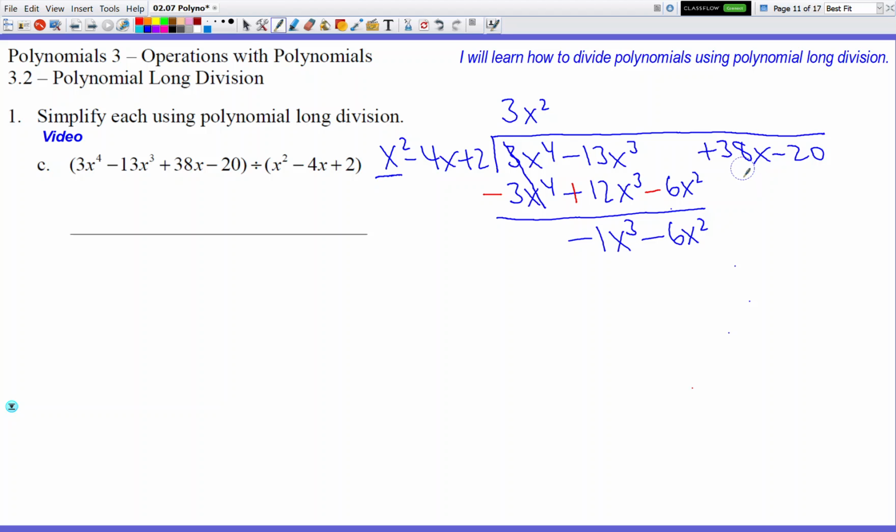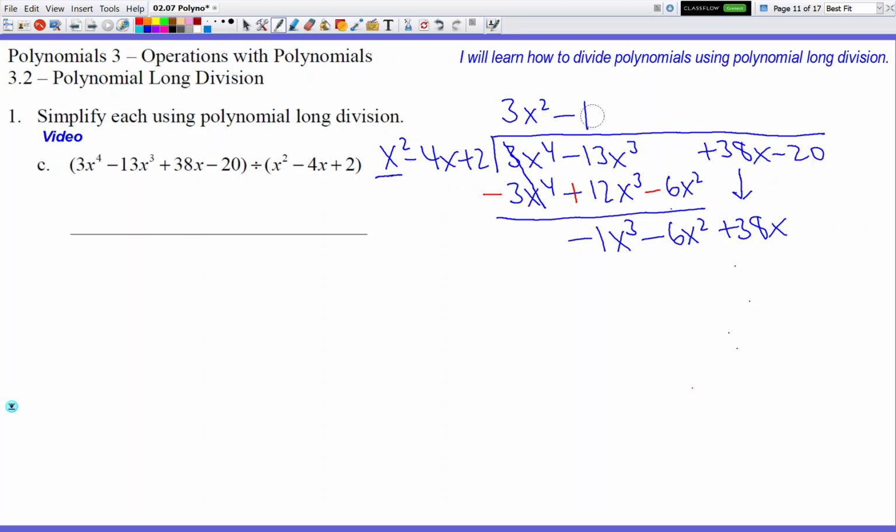Let's start round 2. So round 2 begins by dropping your next term. So positive 38x. Okay, so now my target is negative 1x cubed. That's my target. So I'm going to need a negative. I'm going to need a 1. Well, I already have a 1, but I'm just going to write the 1 there anyway. So I know I took into account the sign. I mean the number rather.